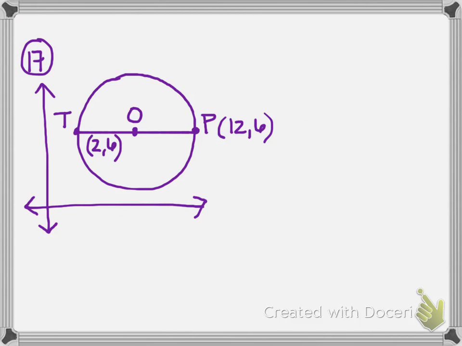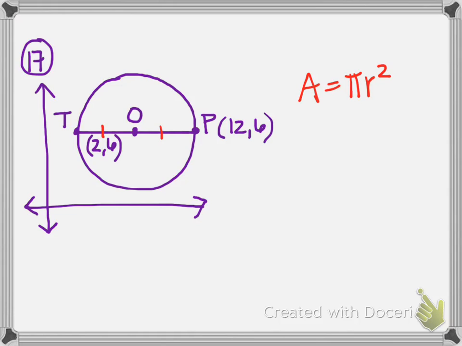Number 17 asks for the area of the circle. It says to 3 decimal places, but I never want you to round area or circumference. Anything with pi, always keep it in terms of pi. So the formula for area of a circle is pi times radius squared. So in order to find this, we need to figure out what the radius of this circle is. I can see 2 radii right here.